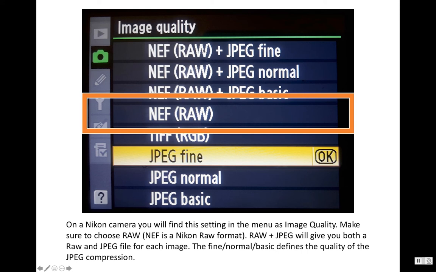If you see these things that say fine, normal, basic, or you're going to do RAW plus something, what that means is different amounts of JPEG compression. And should you use one of those, I recommend that you use the fine. But for our class, you're going to be shooting in RAW or RAW plus.